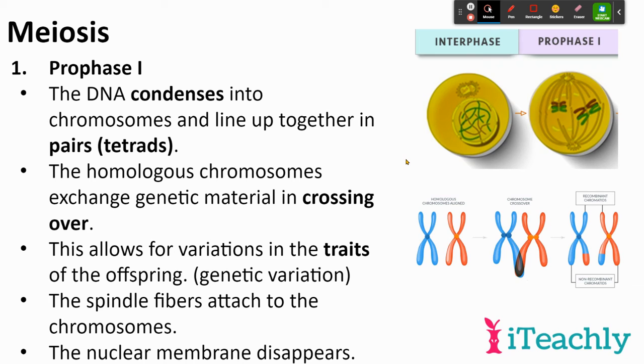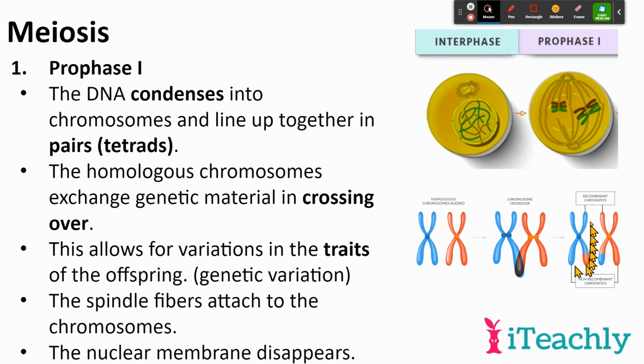In prophase 1, the DNA condenses into chromosomes and they line up together in pairs of tetrads, right? So this is that tetrad right here. The homologous chromosomes cross over and exchange genetic material in crossing over. And right here, it's going to cross over here, right? So now the red went on the blue and the blue went on the red. And there's all kinds of crossing over that can happen. It can happen lots of times. It can happen not lots of times. You know, it's random, basically.